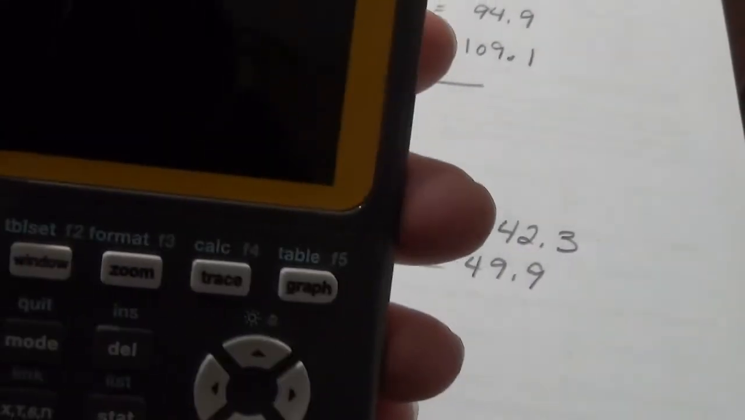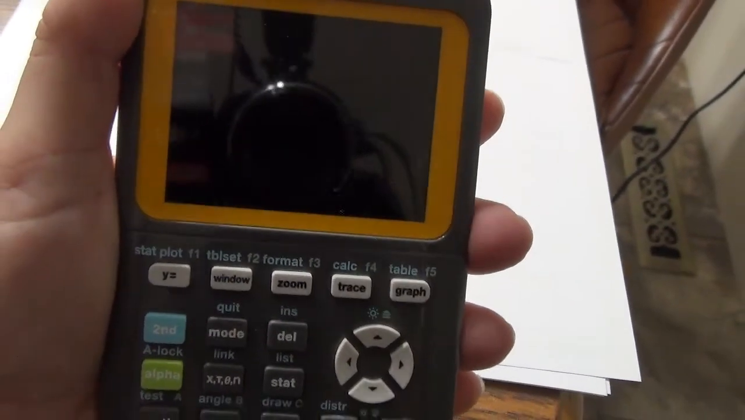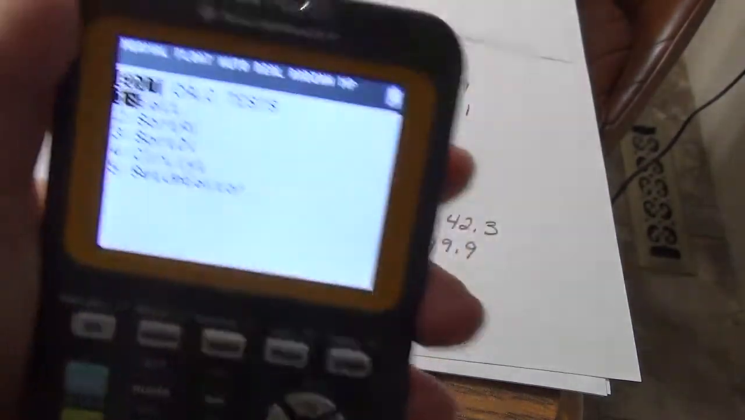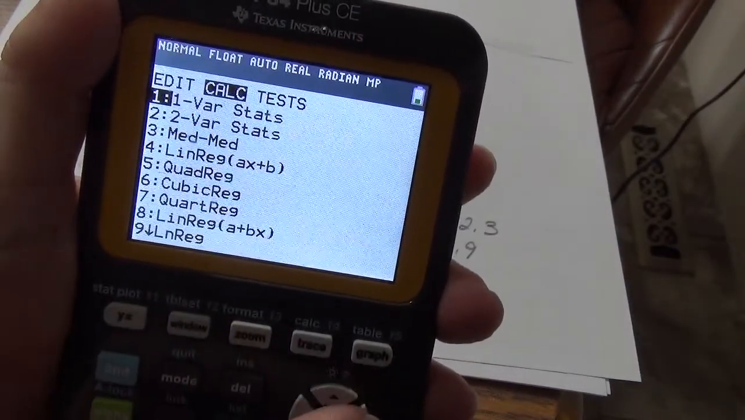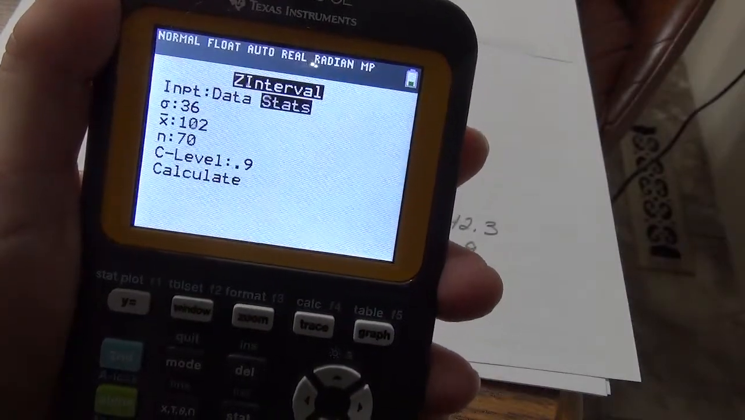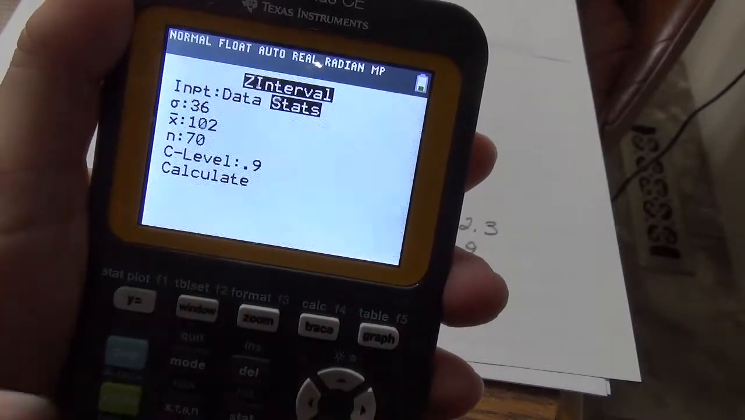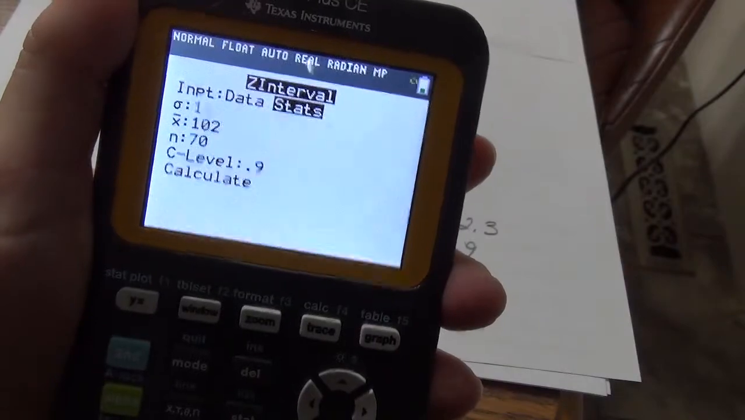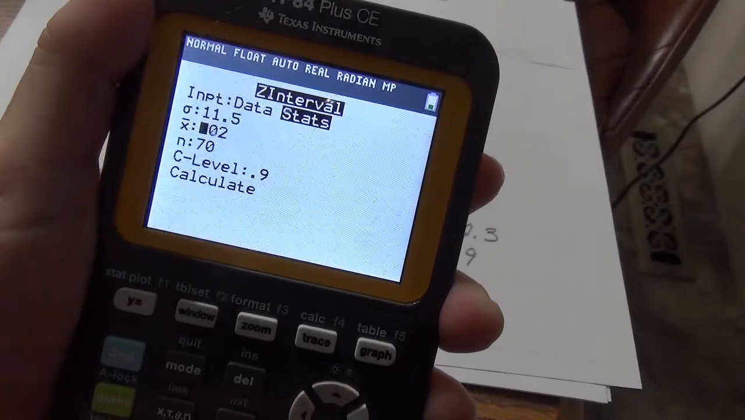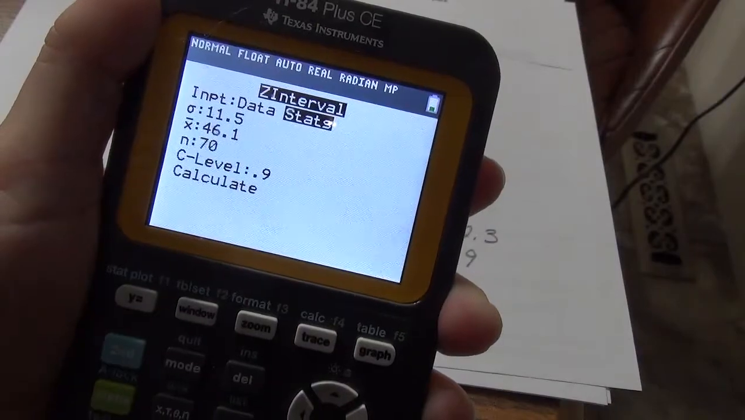I'm going to zoom out again here. Turn my calculator on, go to Stat, cursor over to the word tests, and then pick number 7. You can just press the number 7. It's going to bring up the Z-interval test. Make sure Stats is highlighted, which it is, and then put in your information. My standard deviation was 11.5. My mean was 46.1. And my N value was 60.